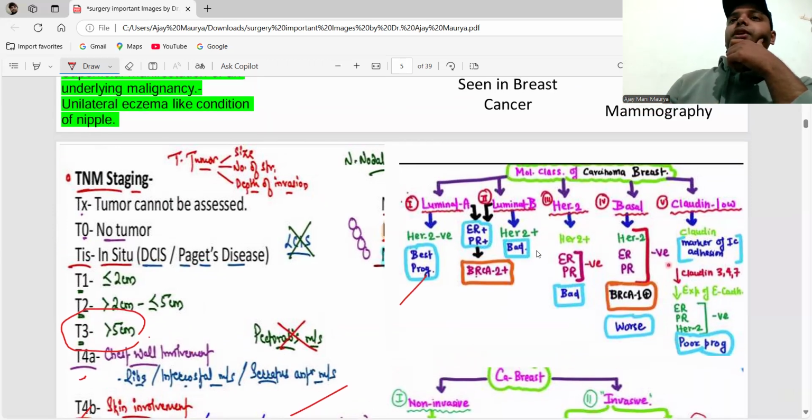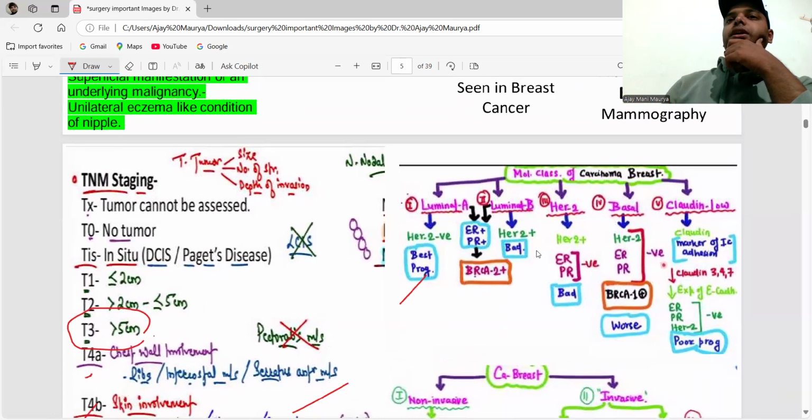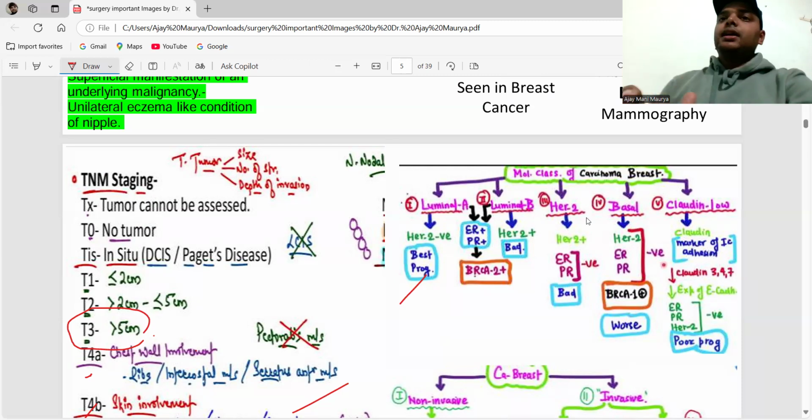Coming to the next one, this is the HER2 type. There is HER2 positive, but ER/PR negative. This is the bad prognosis.